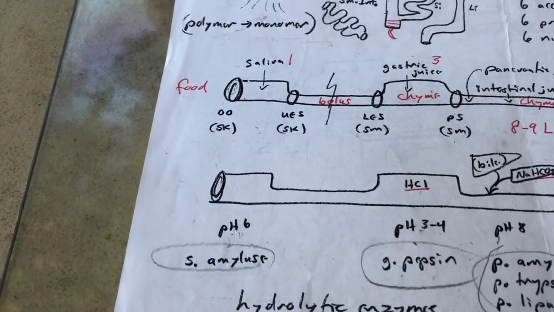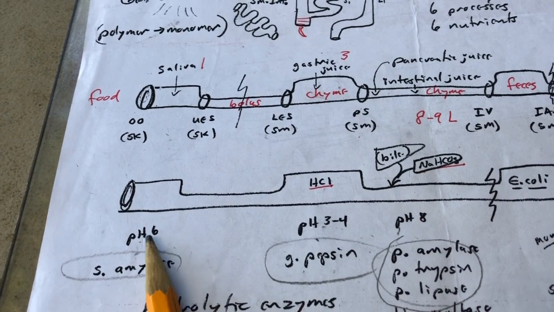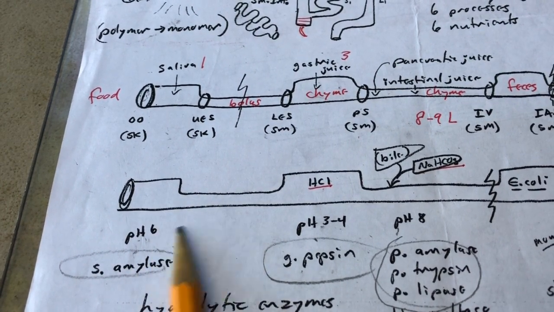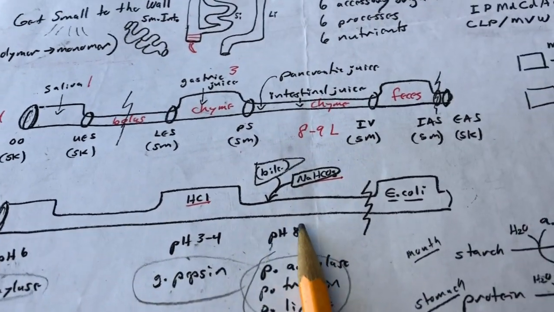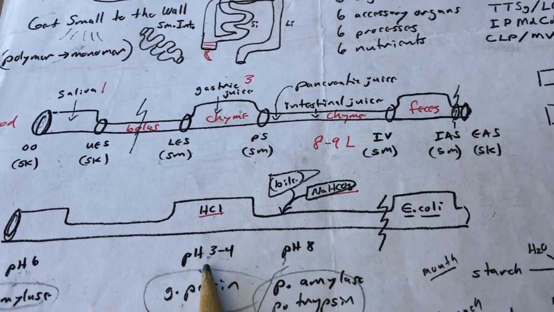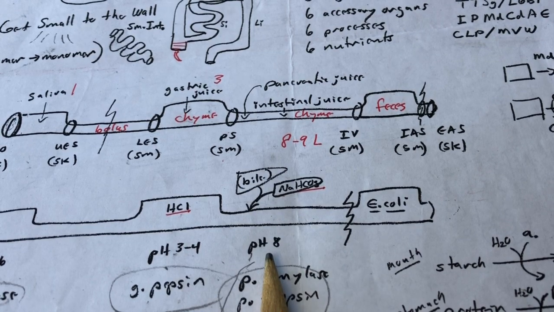Okay, a little bit more about the internal environment of these sections. Again, the pH of the materials inside the mouth, pharynx, and esophagus is around 6. It's variable, but it's slightly acid. Inside your stomach, because of hydrochloric acid, it's around 3 to 4, very acid. And inside the lumen of the small intestine, it's closer to 7 to 8, so slightly alkaline.